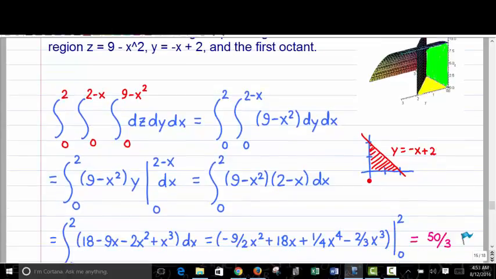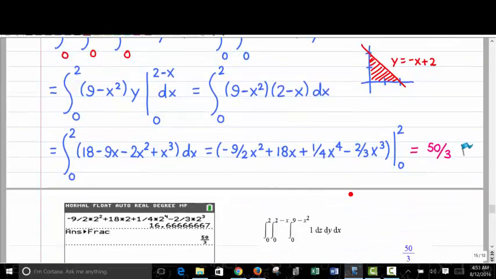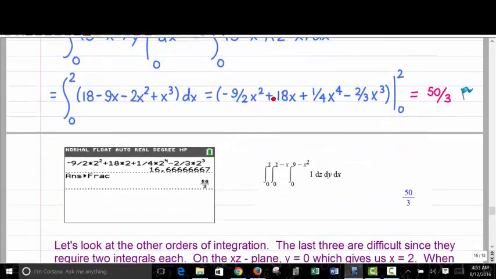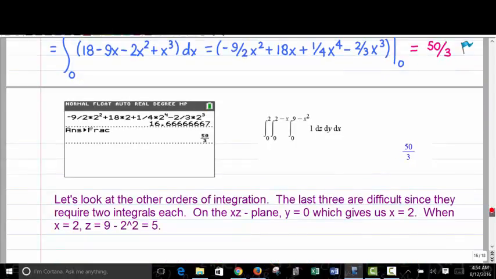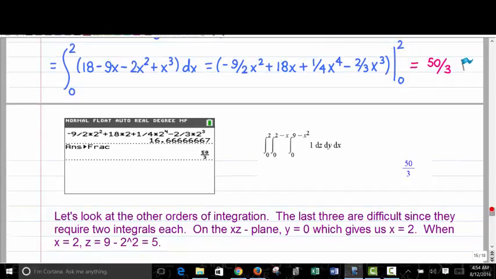This one is 50 over 3. Once again, I did do the integration, but I just didn't plug the number in. I showed it in Maple, got 50 over 3, so there's a good chance that I'm right. It would be hard to luck into that answer.